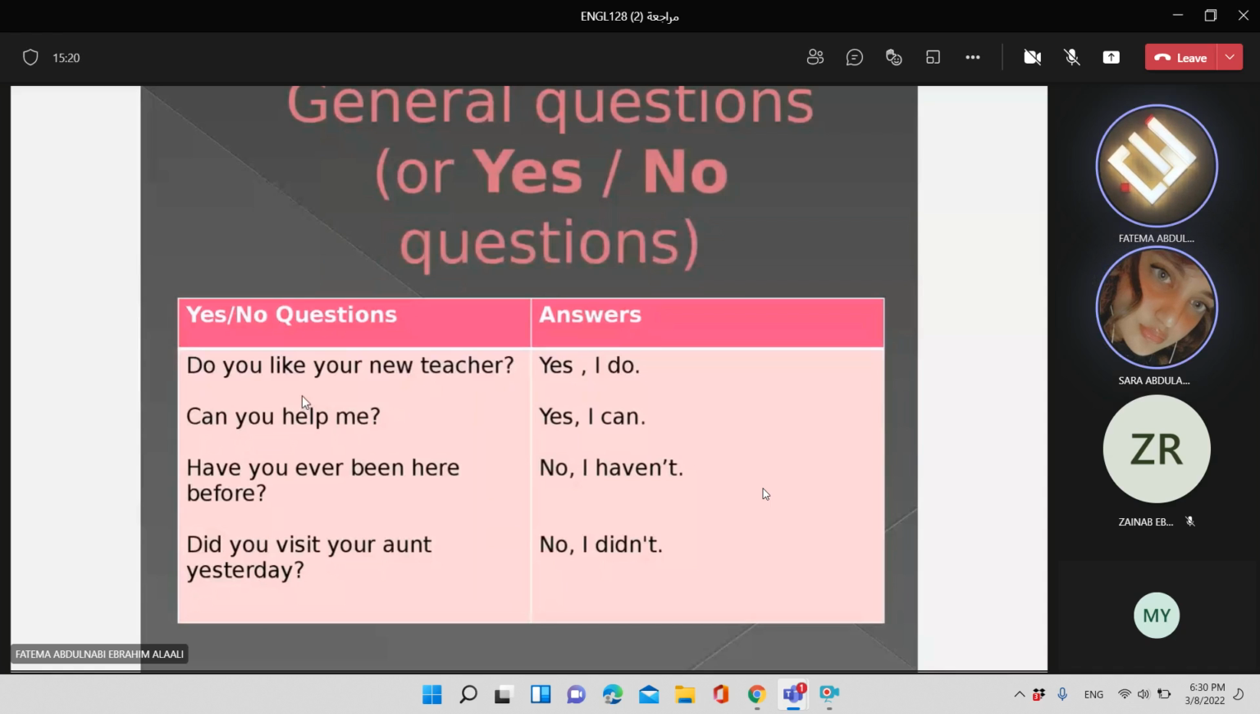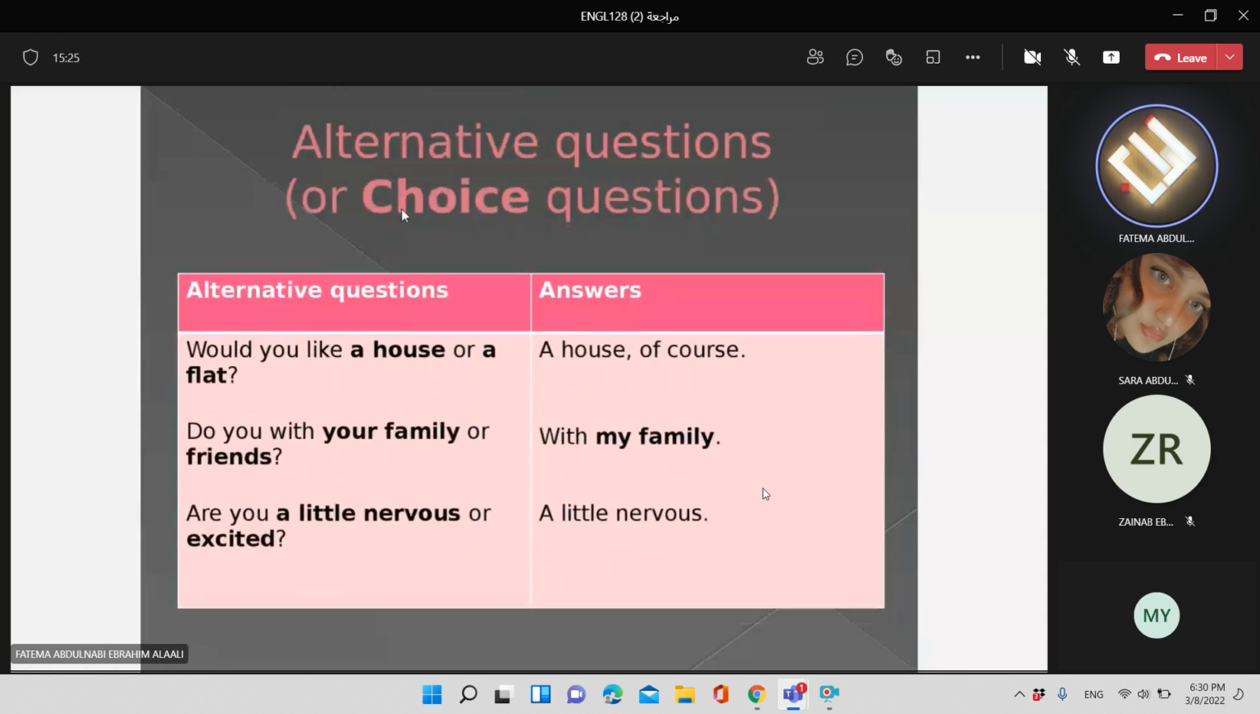Okay, very good. Moving to the third type of direct question, which is alternative questions, or choice questions. The purpose of these questions is to choose between two things, like would you like a house or a flat? Do you live with your family or friends? Are you a little nervous or excited? We choose between two things. For the alternative question, we use a helping verb or modal verb as well.